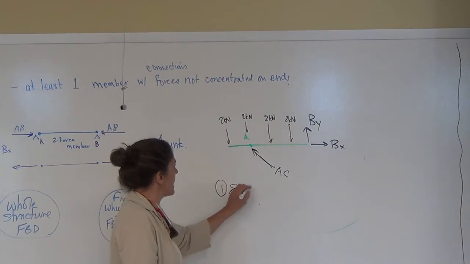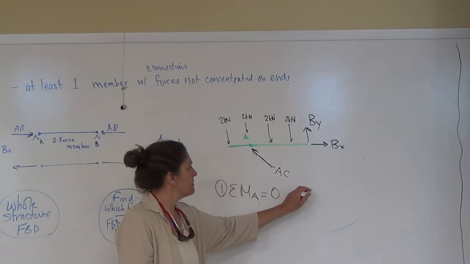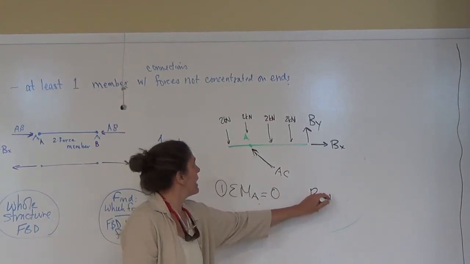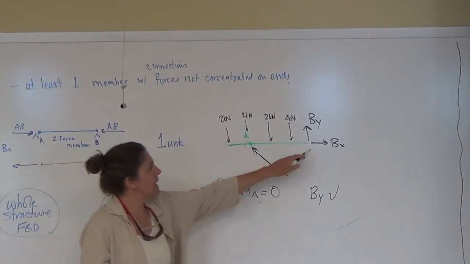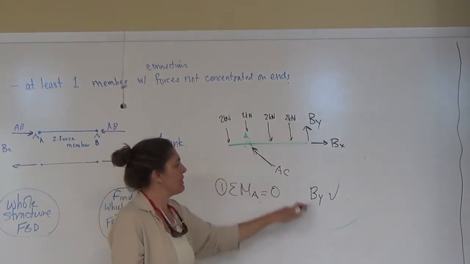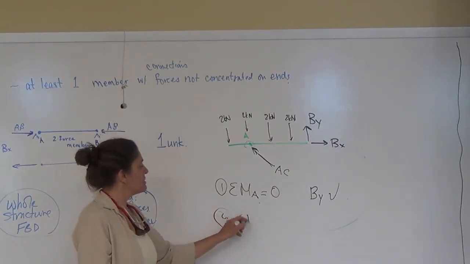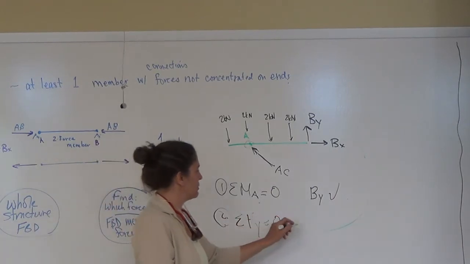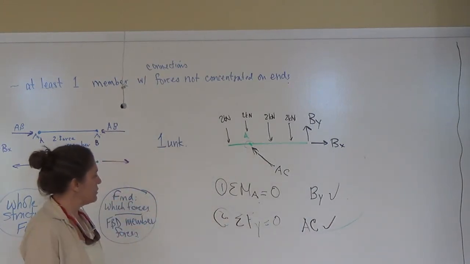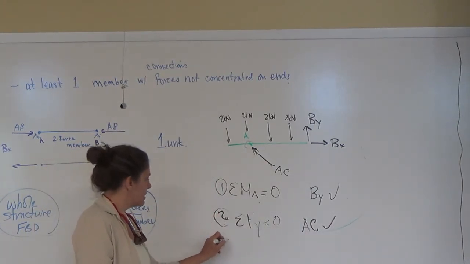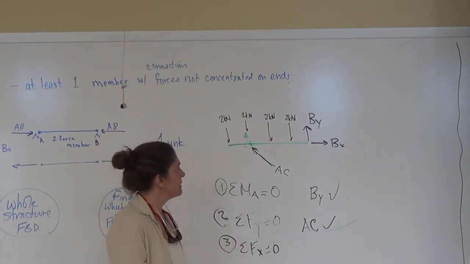Okay, sum of the moments about A equals 0, and what would you find? BY. Right, sum of the moments about A, BX goes right through A, the only thing you're going to find is BY. Then what would you do? Sum of the forces in the Y equals 0, and you would find what? AC. And then you would do what? Sum of the forces in the X equals 0, and what would you find? BX.